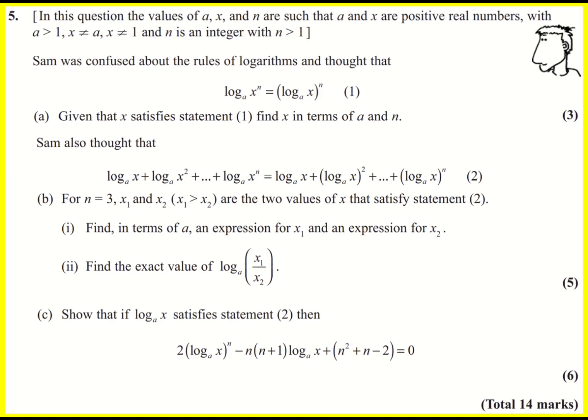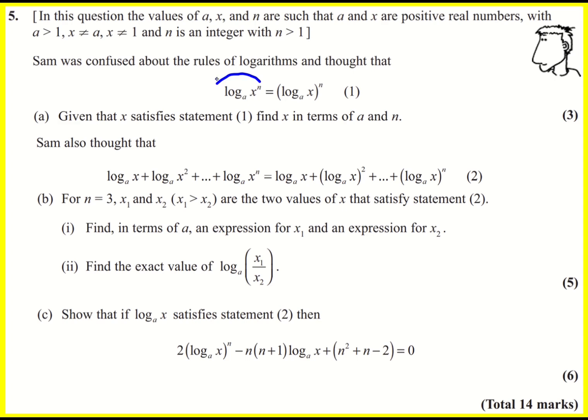It's an interesting question about confusion over the rules of logarithms and things that follow from it. So Sam thinks that statement 1 is true, that if we have log to base a of x to the power n, it's the same as log to base a of x all to the power of n. So let's see what happens if that statement is in fact true.